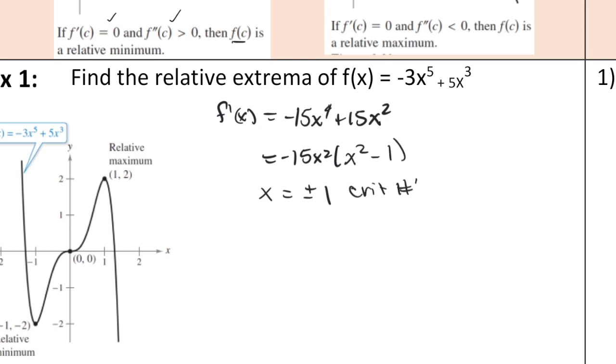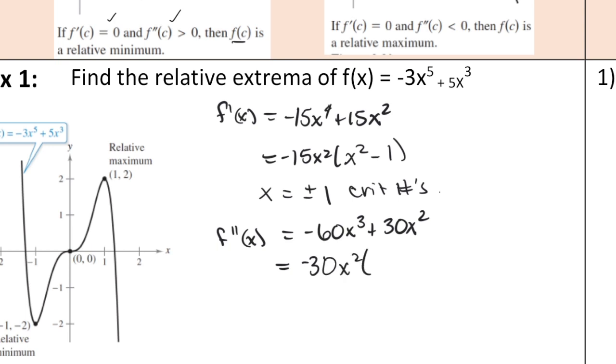Now from the critical numbers, we're really interested in if these are relative extrema, minimums or maximums. So if we have f double prime of x, the second derivative is going to be equal to negative 60x to the third plus 30x squared. Do some factoring because that just makes life so much better. We have negative 30x squared times positive 2x minus 1.